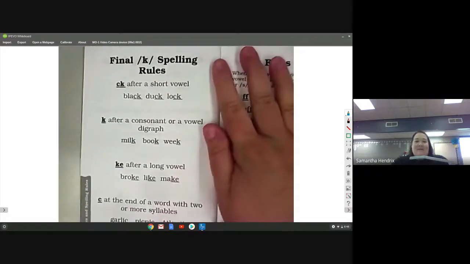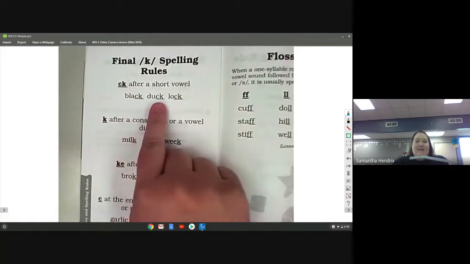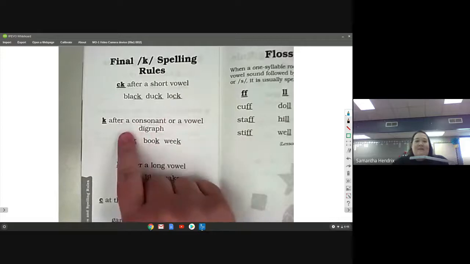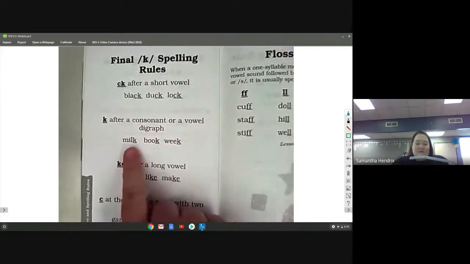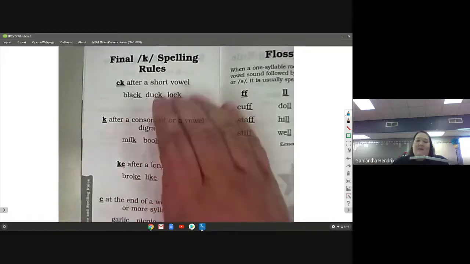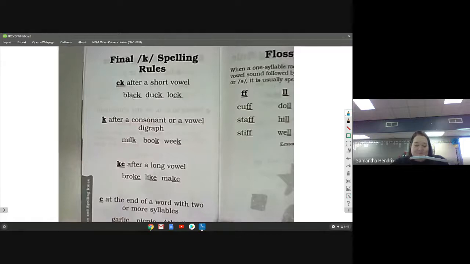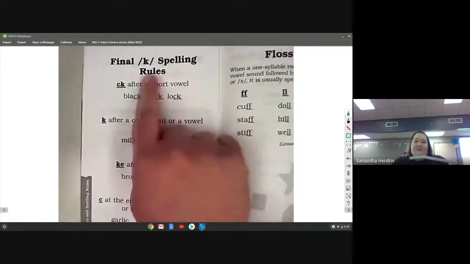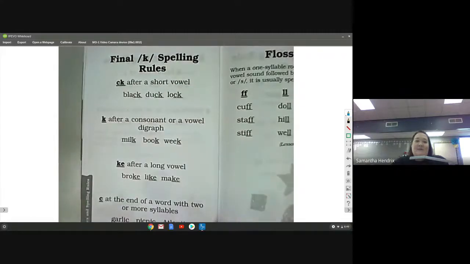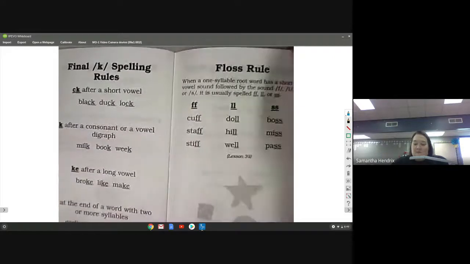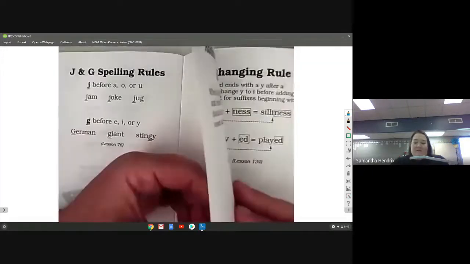Final K, CK after a short vowel. So black, duck, lock. K after a consonant or vowel digraph. Milk, book, week. I don't think we've learned that part yet because we haven't talked about vowel digraphs yet. But we definitely did this part. Okay. CK final position. Let's see. I think that's all we've done in our spelling rules so far.